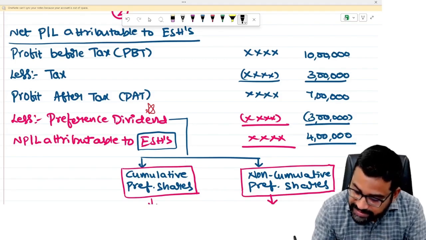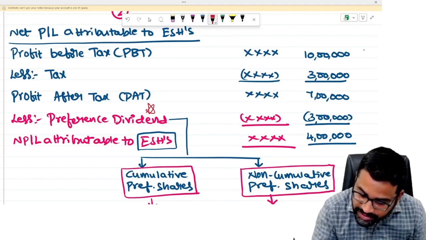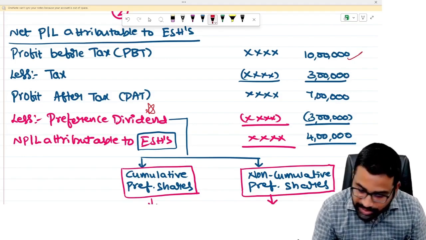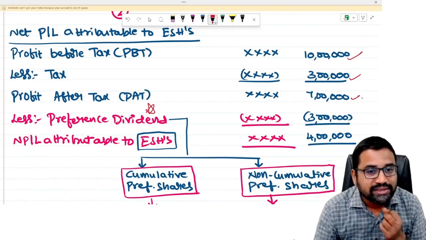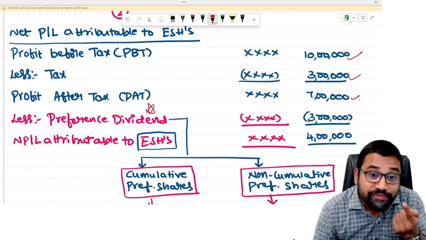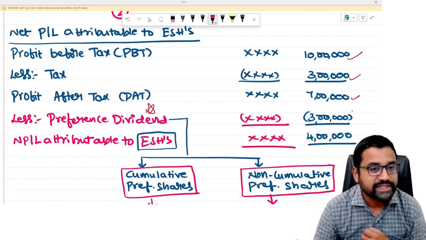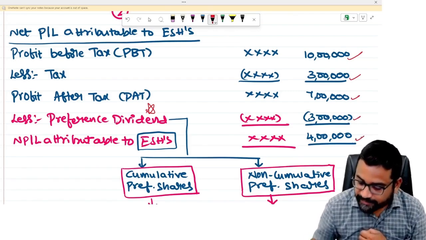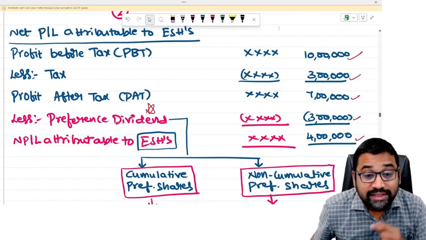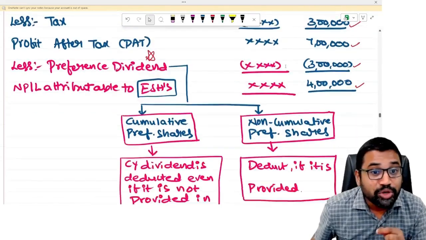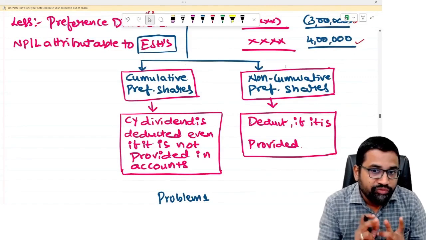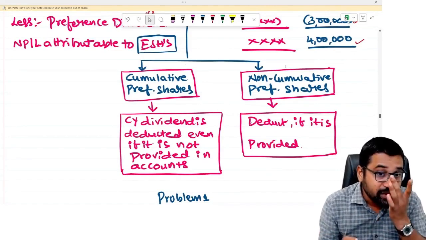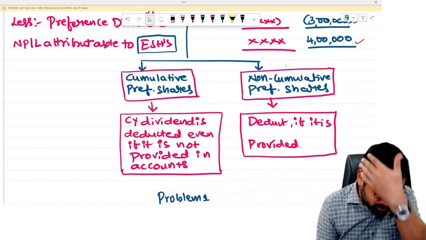Now see, suppose for example my profit before tax is 10 lakhs and my tax is 30% on 10 lakhs, so 3 lakhs. Now PAT is 7 lakhs. From that PAT I need to reduce preference dividend of 3 lakhs. I will get 4 lakhs. So what is this 4 lakhs? This is the net profit attributable to whom? Equity shareholders.